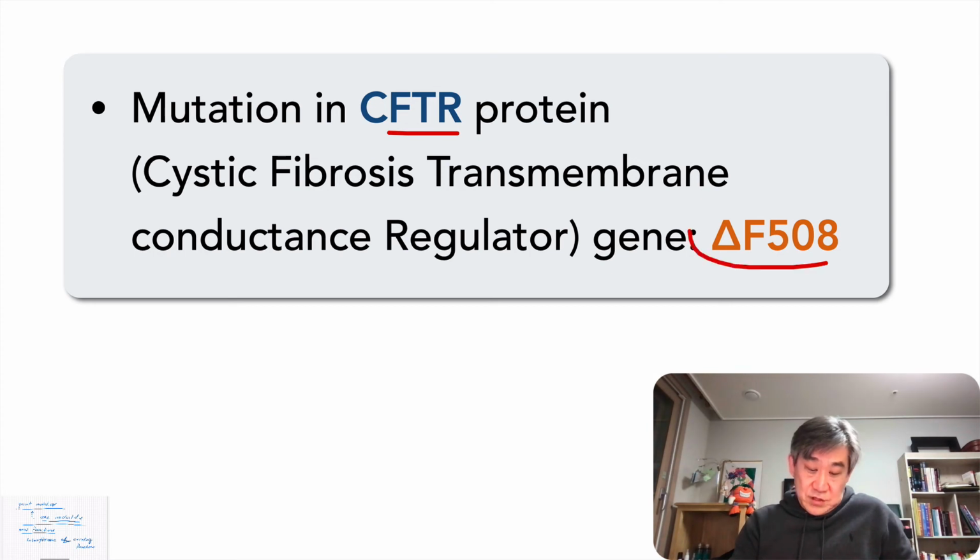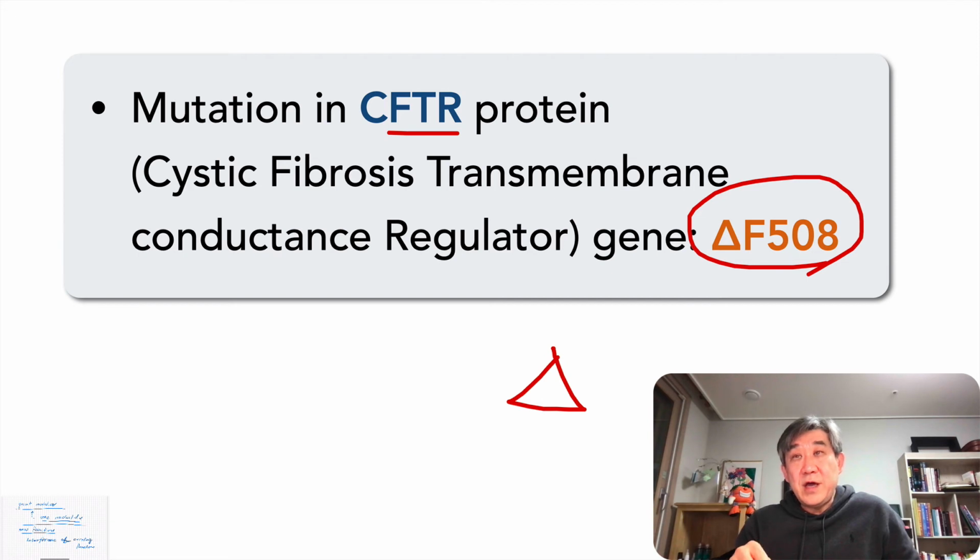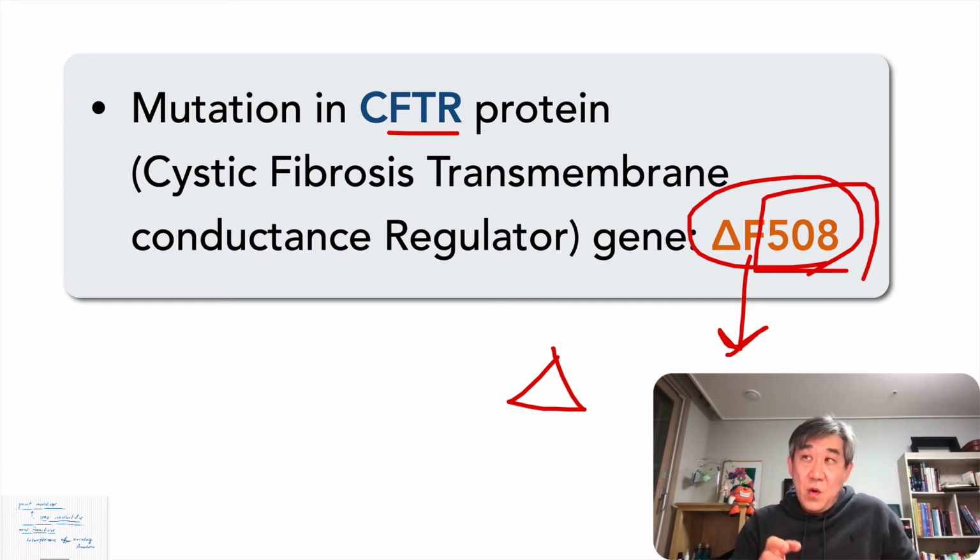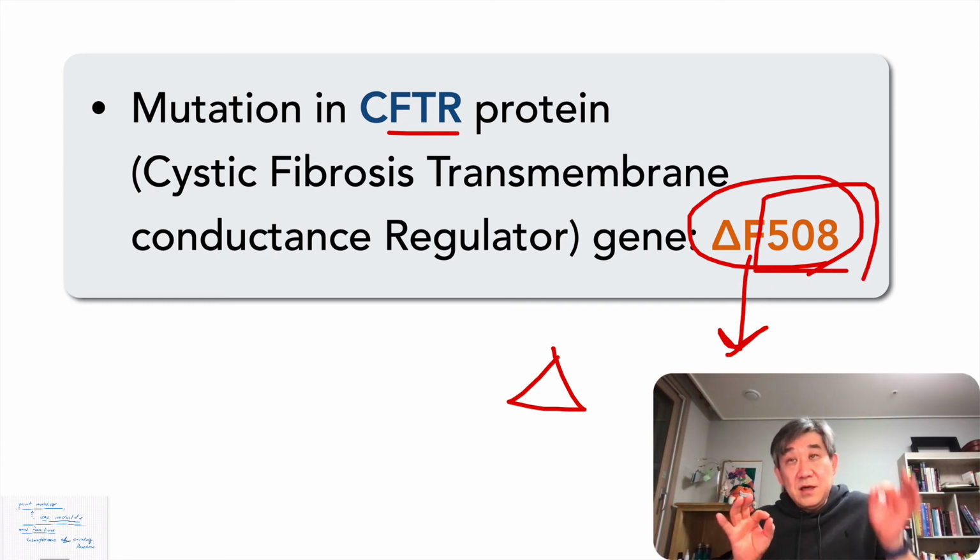The characteristic description of this mutation can be written like this: delta F508. This triangle means delta, which means a deletion. F is one of the amino acids, phenylalanine, and the number 508 means the amino acid at position 508.